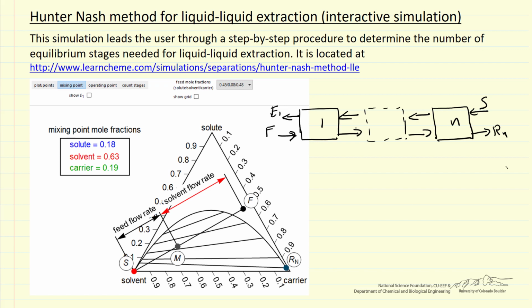And then, of course, we don't know at the beginning how many stages we have, but this numbering system would be E_N, and then for raffinate, this would be R1, and this would be R_(N-1). The simulation allows you to pick one of three feed conditions, and the feed composition is then shown on the plot here. And then the idea is that you can step through each of these four steps here, and it will demonstrate and draw the curves for you. So let's look at that simulation. I'll make it clear what I'm talking about.